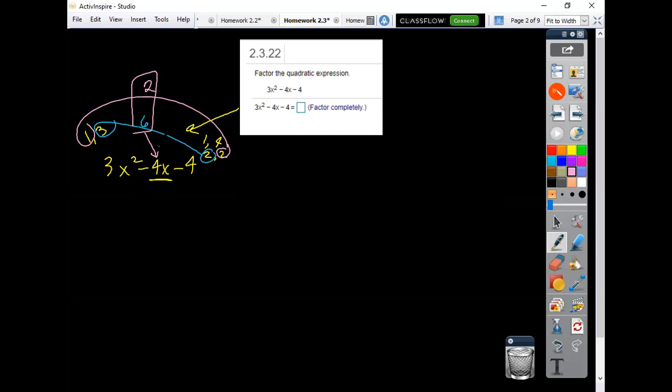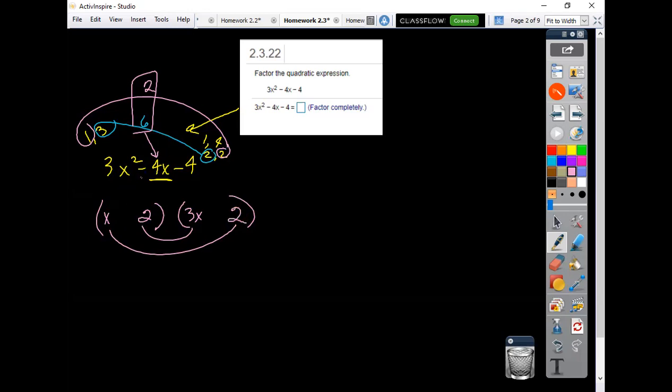So the numbers pair up like this. So it's 1 and 3 for this 3x squared, so I've got an x and a 3x. How did they pair up? The inside two go together, the outside go together to make this middle term. So this 3 went with the 2. So this 3 has to go with this 2, just like they were connected here in blue. And then this 1 went with the other 2.